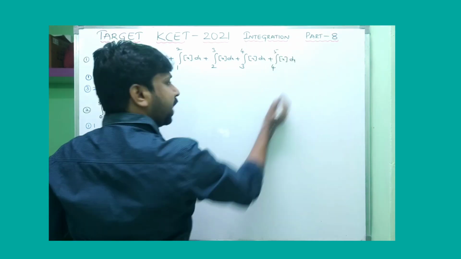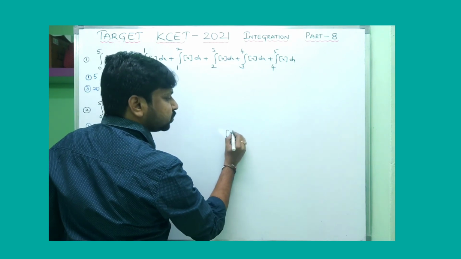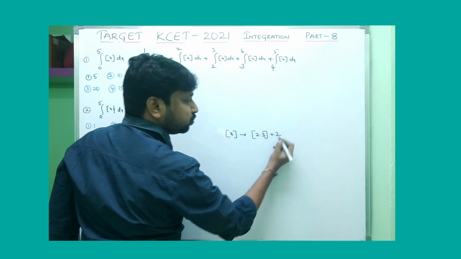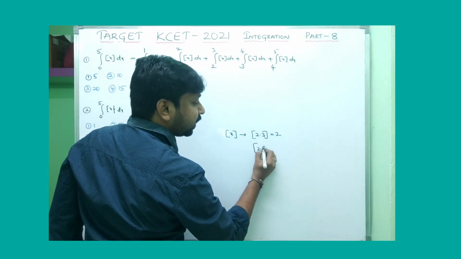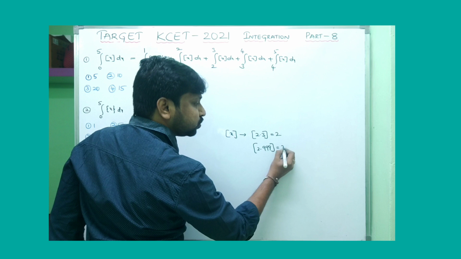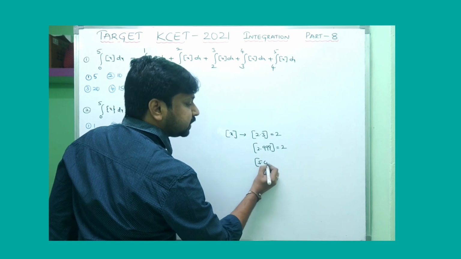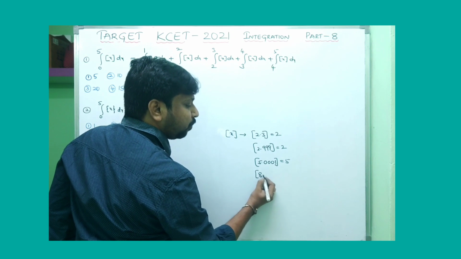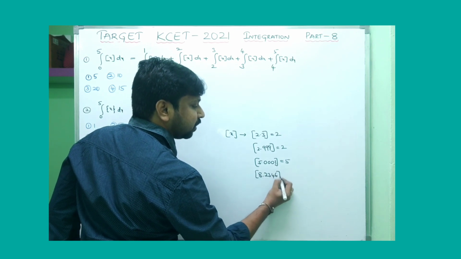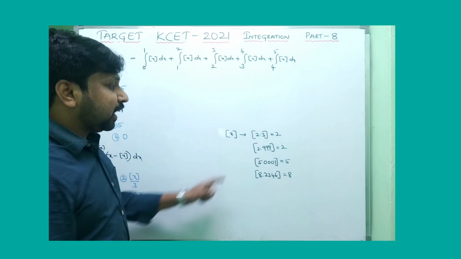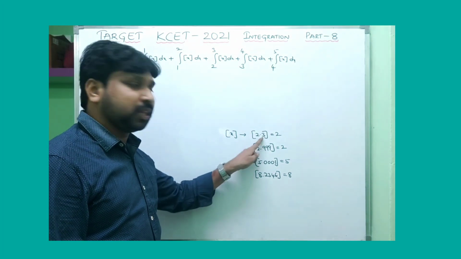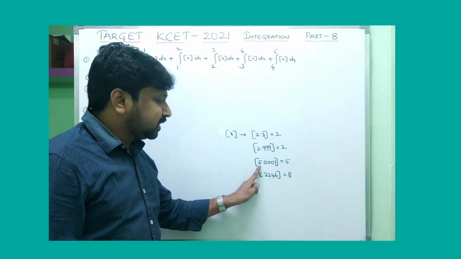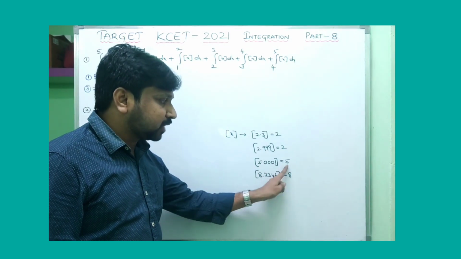Actually, what is the rule for bracket x? Bracket 2.3 always gives 2. Bracket 2.999 always gives 2. Bracket 5.0001 always gives 5. Bracket 8.2346 gives 8. So whenever the value lies between 2 and 3, you need to take 2 only. That is the rule for bracket x. If it is 5 point something, then its bracket x is 5 only.